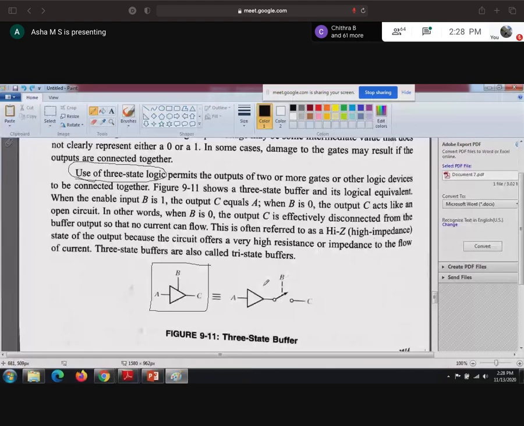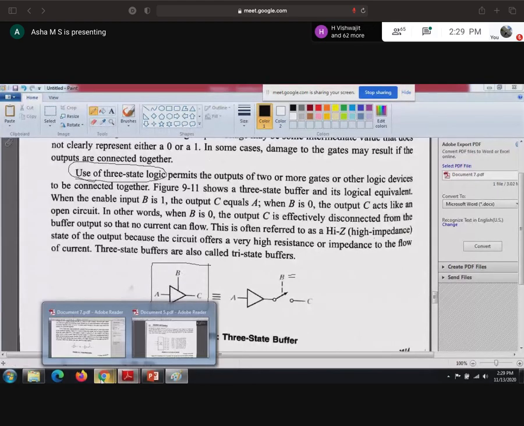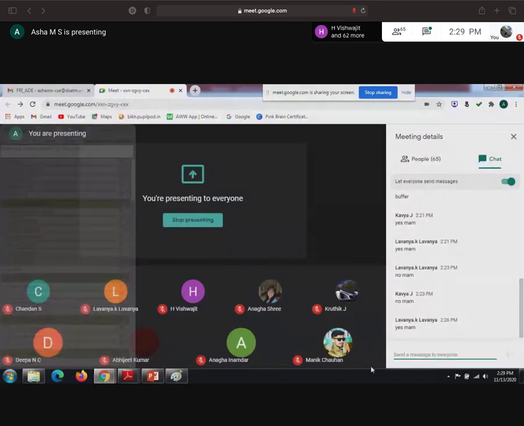So how does the three-state buffer work? It works with the enable input B. A is the input, C is the output, and B is the enable input. That you should know: A is the input to the buffer, C is the output of the buffer, and B is the enable input.